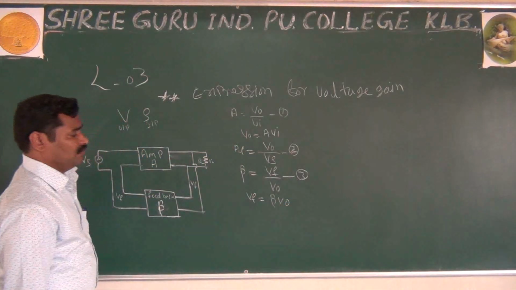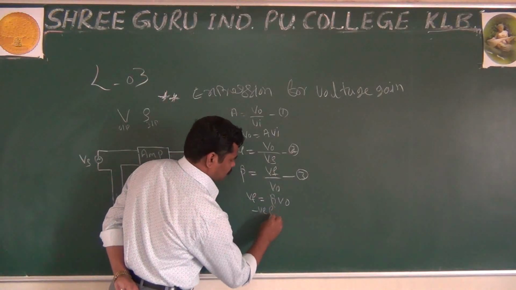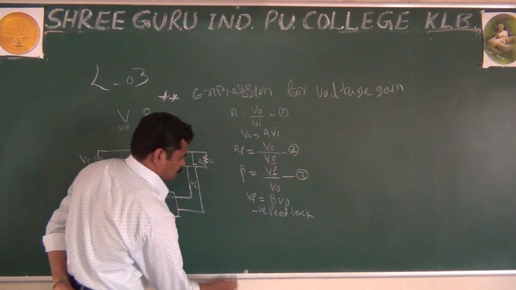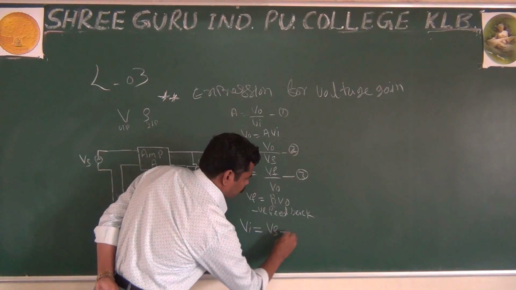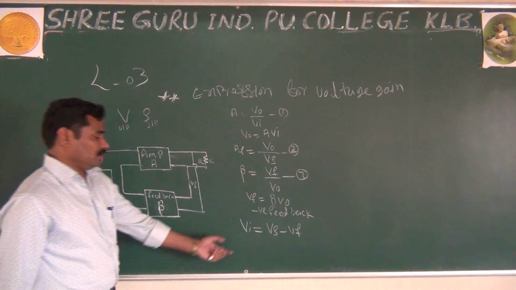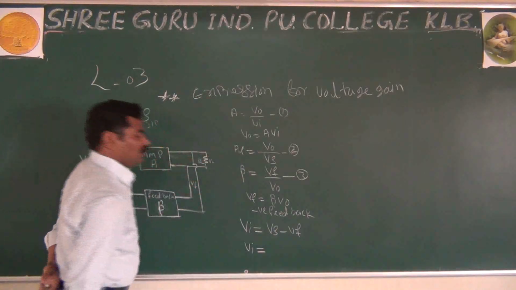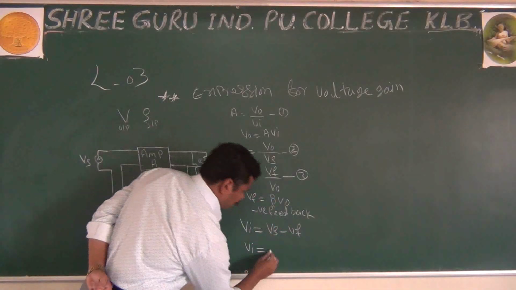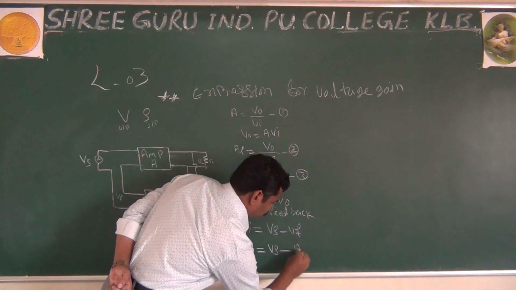And then you consider the negative feedback. If you consider negative feedback, then what happens? Vi is equal to Vs minus Vf. Here Vi is as it is, Vs as it is, and in place of this Vf, you can write beta and V naught, since Vf is nothing but beta into V naught.